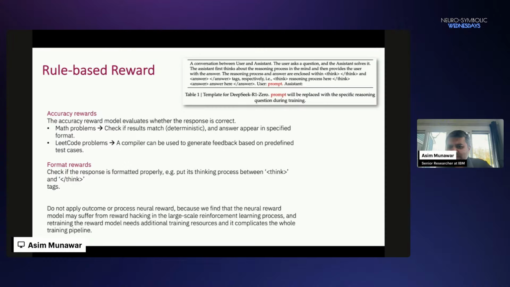Rule-based reward, so as I said, this is the kind of prompt that they give. If you see here, the reasoning process and answers are enclosed within think and answer tags, and so on. So if these tags are missing, then again it creates a format problem and you give it a very low reward. Same goes for accuracy rewards. If the answer does not match, you give it a bad reward.